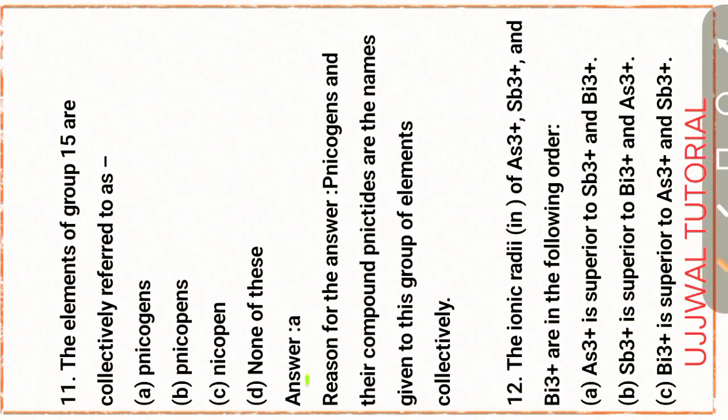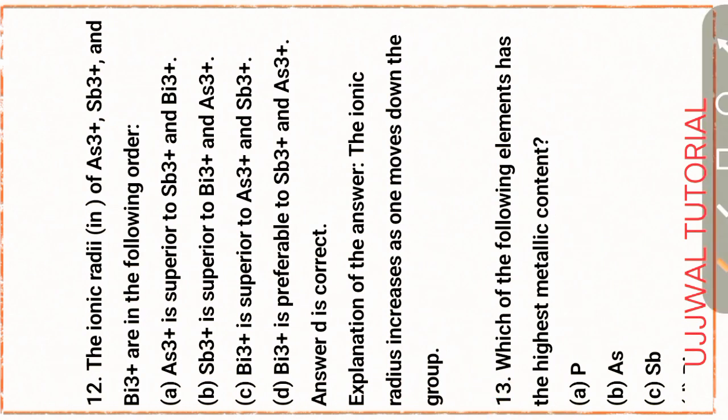The elements of group 15 are collectively referred to as option A, pnictogens. The explanation for this part A: pnictogens and their compounds, pnictides, are the names given to this group of elements collectively. Next question number 12. The ionic radii of arsenic, antimony, bismuth ions are in the following order. Option D.